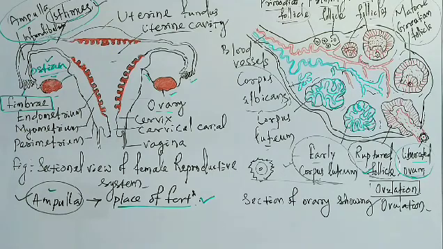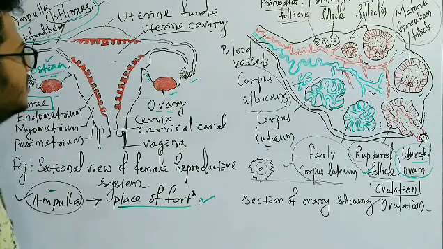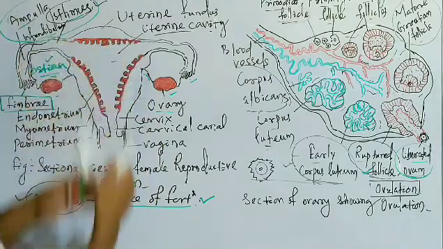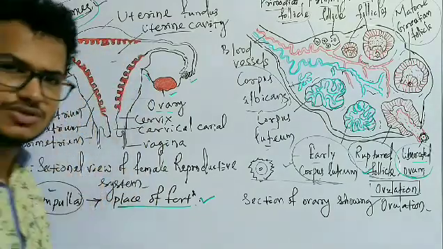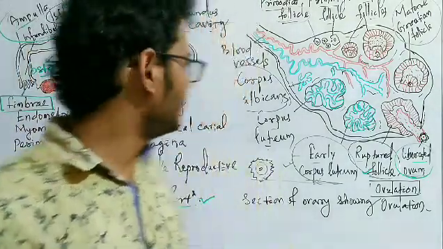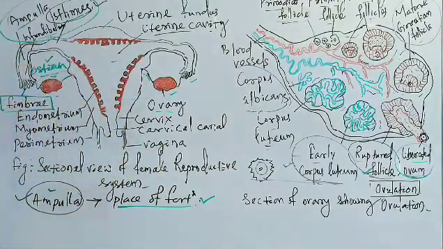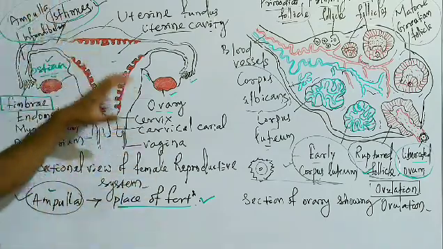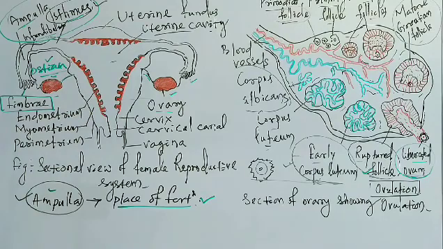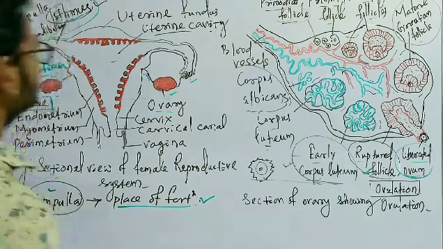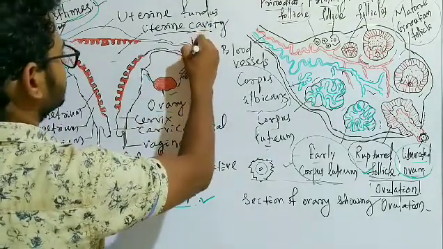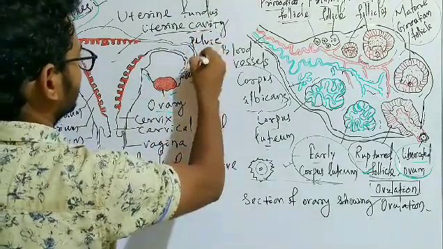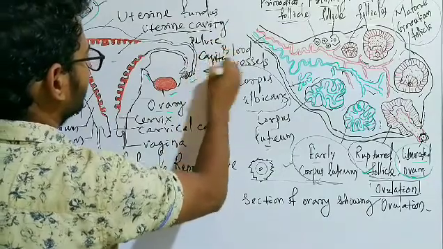It is a pear-shaped, triangular, hollow muscular organ. It is also called the womb, where the child grows and matures. It is present at the center of the pelvic cavity; it is located in the pelvic cavity.